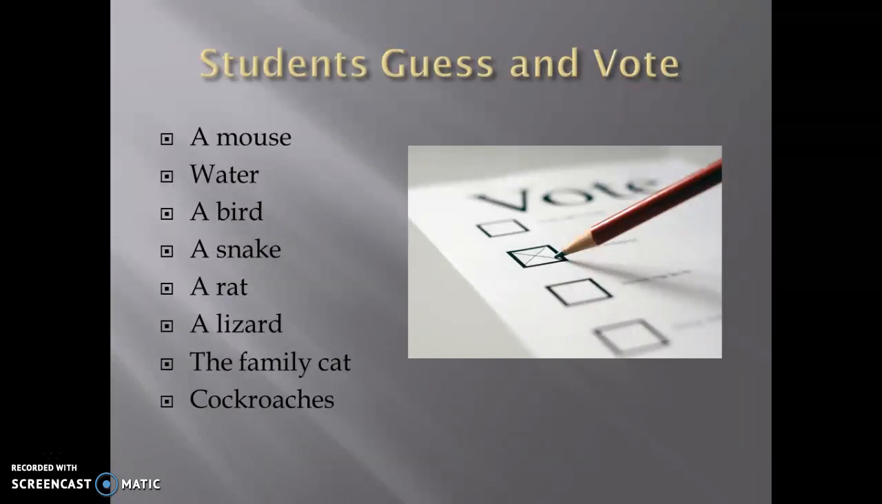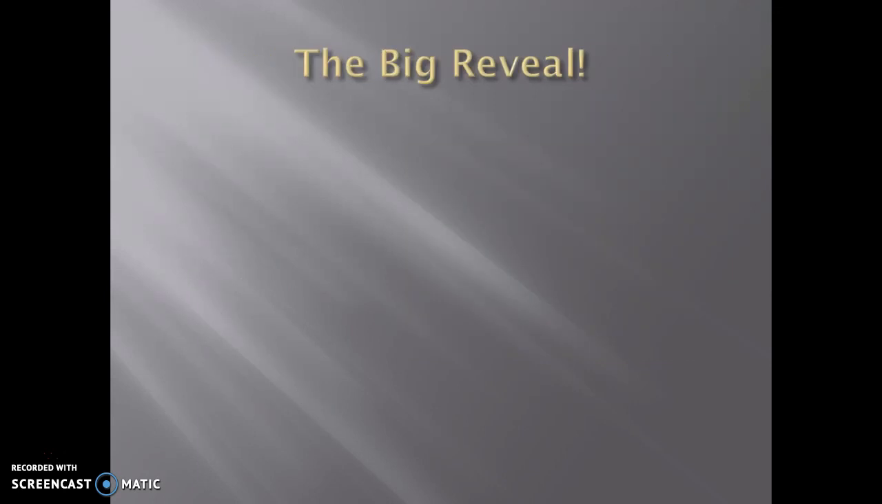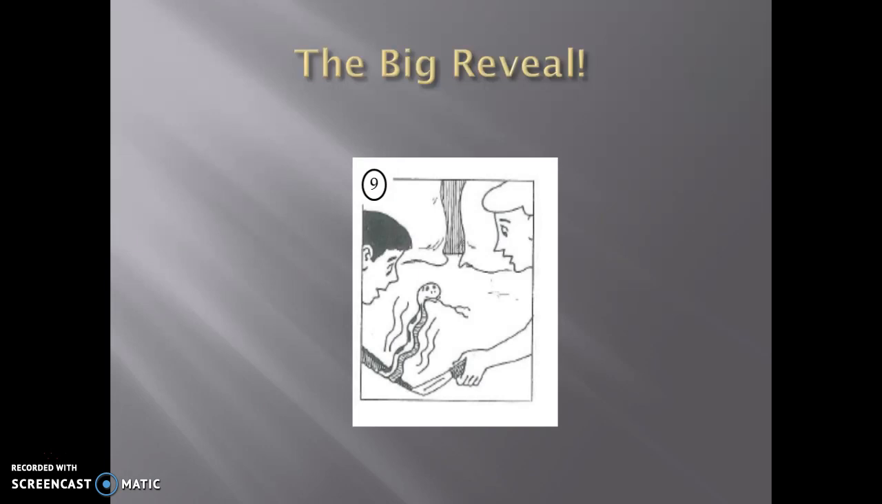And here's some examples of what classes have provided as their guesses. A mouse, water, a bird, a snake, a rat, a lizard, the family cat, and cockroaches. And then the class votes, and we just see what people think is the right answer. And after that, then I read the story to them, but this time with the big reveal, and they get the final picture where they find out that there was a snake in the mattress.